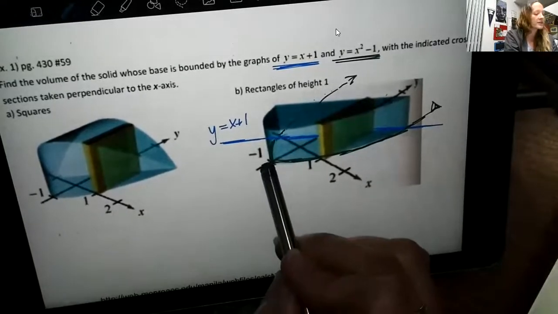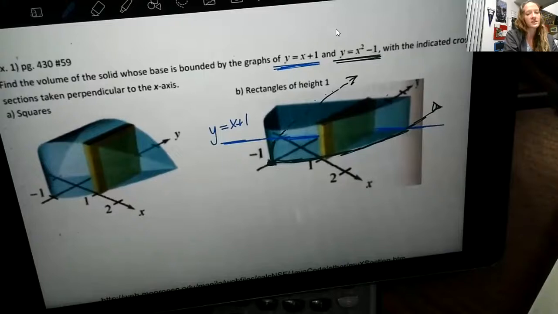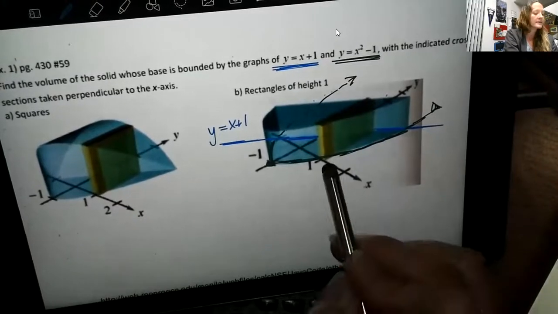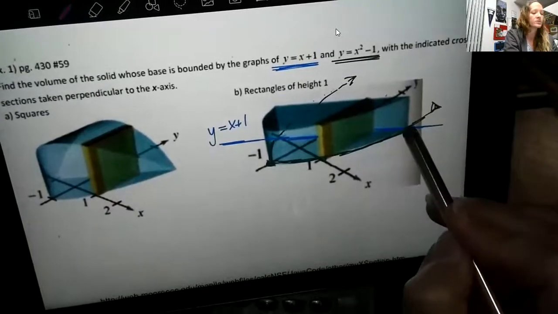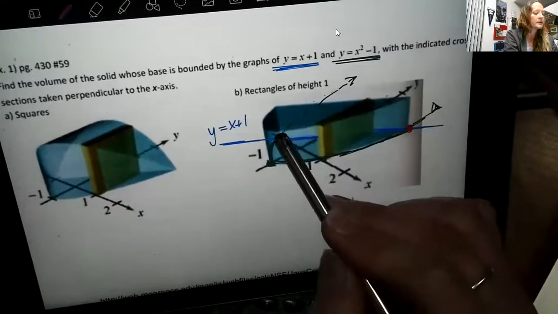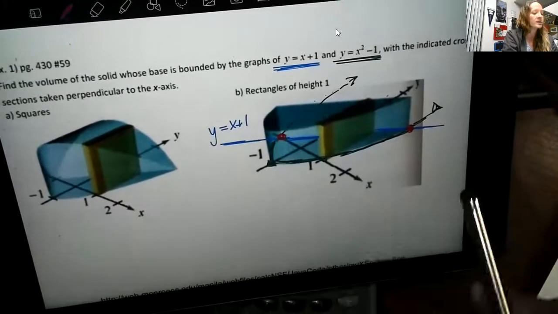But there's that little, oh, it's a parabola that's been shifted down 1. And it has an x-intercept of 1. And then it keeps on coming up here to, ooh, there's an intersection point. And there's another intersection point.